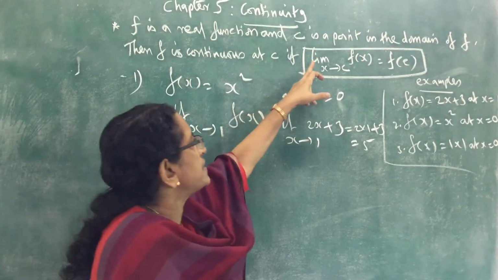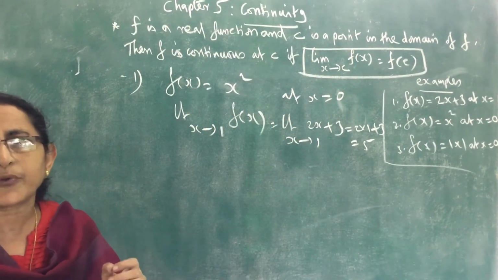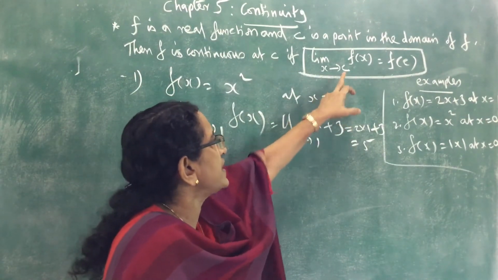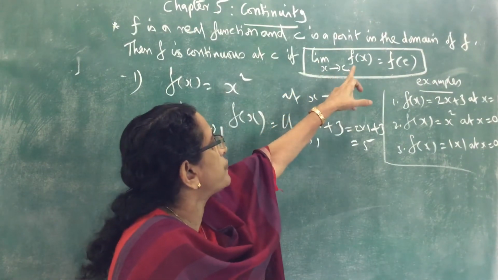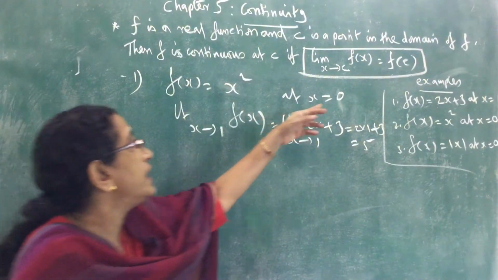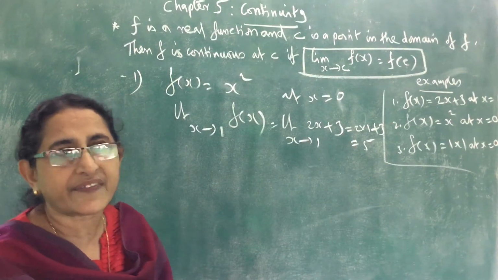See the definition, limit x tends to c, f of x. Here what is c? At which number we have to check the continuity? At x equal to 0. So here c is equal to 0. So we have to find limit x tends to 0 f of x, and that should be equal to f of 0. In the place of c, we have to substitute this number 0. So we have to check whether they are equal.